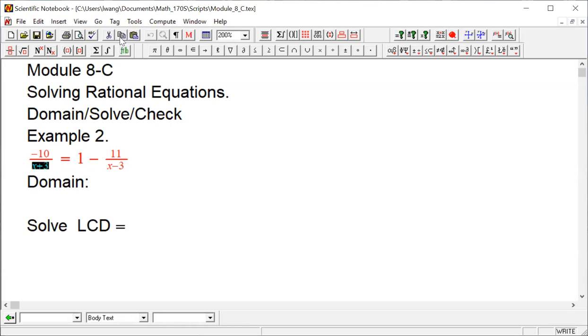So we have two denominators here. One is x plus 3, and that should not equal 0. And the other one would be x minus 3, and that should not equal 0. Solving these two inequalities, we get x cannot equal negative 3, and x cannot equal positive 3.